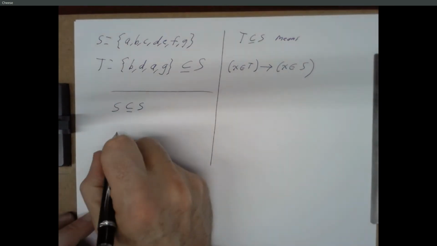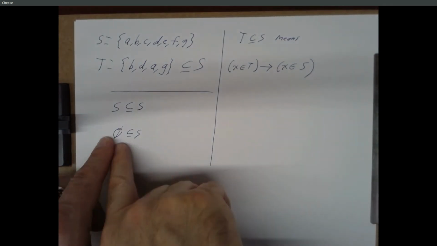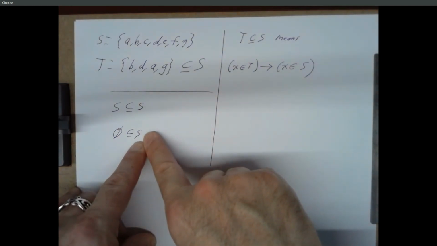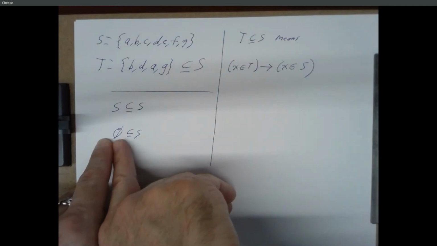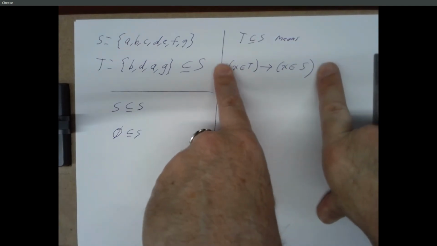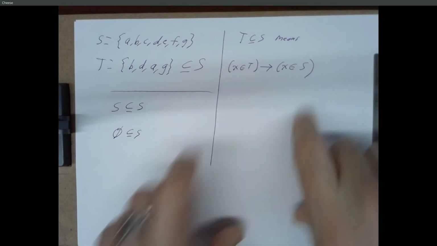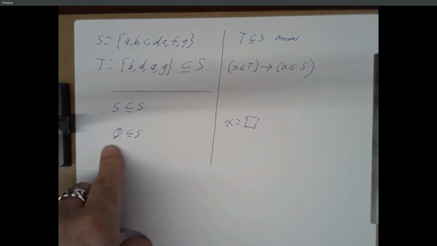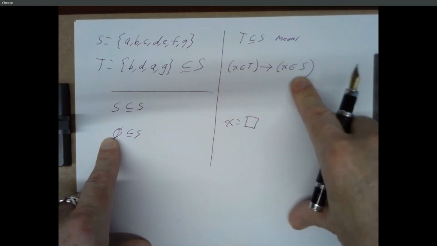And then the empty set, well, if we pick some X, which is a subset of the empty set, then it also has to be an element of S. Well, any X that I pick, is it an element of the empty set? No. And if this is false, then this implication is true, right? False implies anything is always true. So I can say X equals a square. Well, it's not an element of the empty set. So this is a true if-then statement.